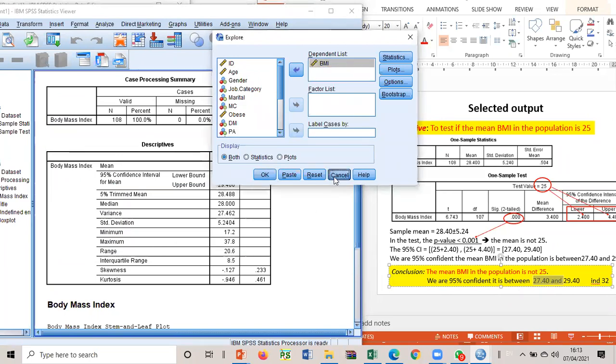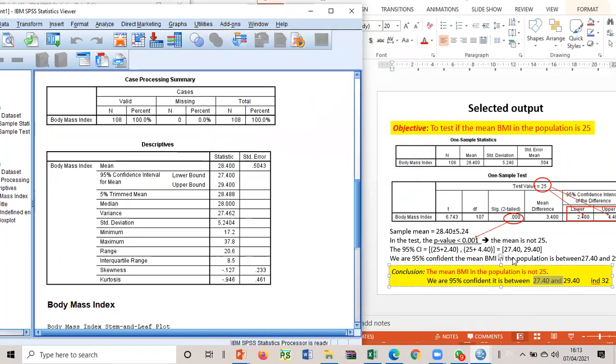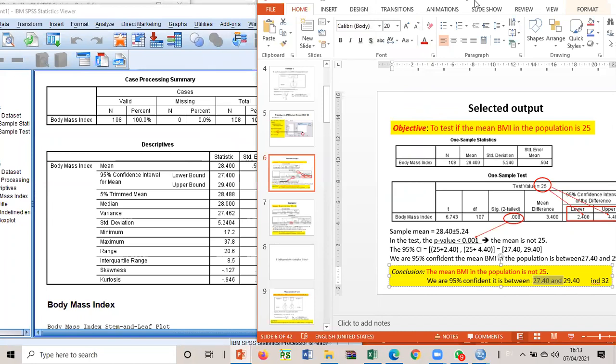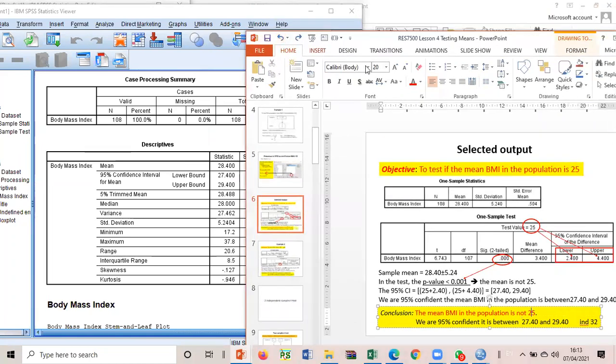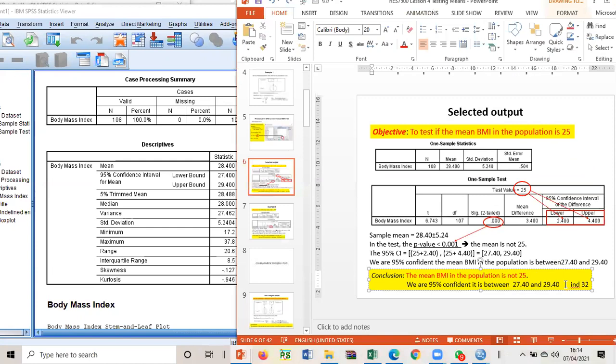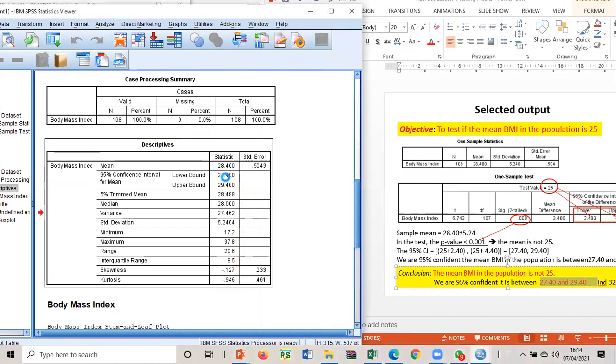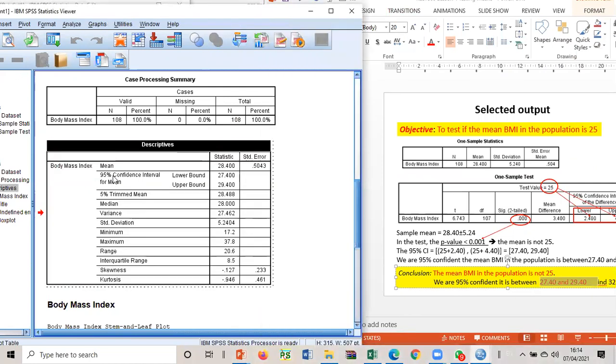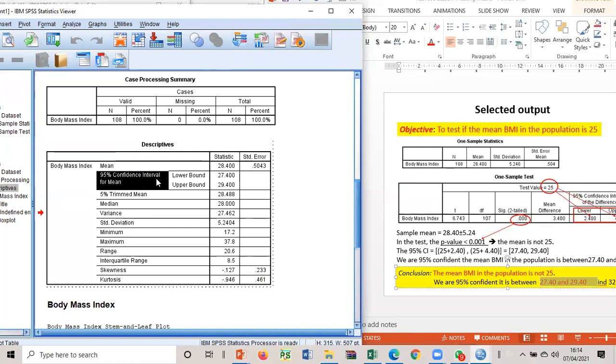Look at the second table. And check the value you have in your slides. Do you see this value, 27.4, in the table? Yes. It's the 95% confidence interval for the mean, not for individuals. They're exactly the same as this value, right?